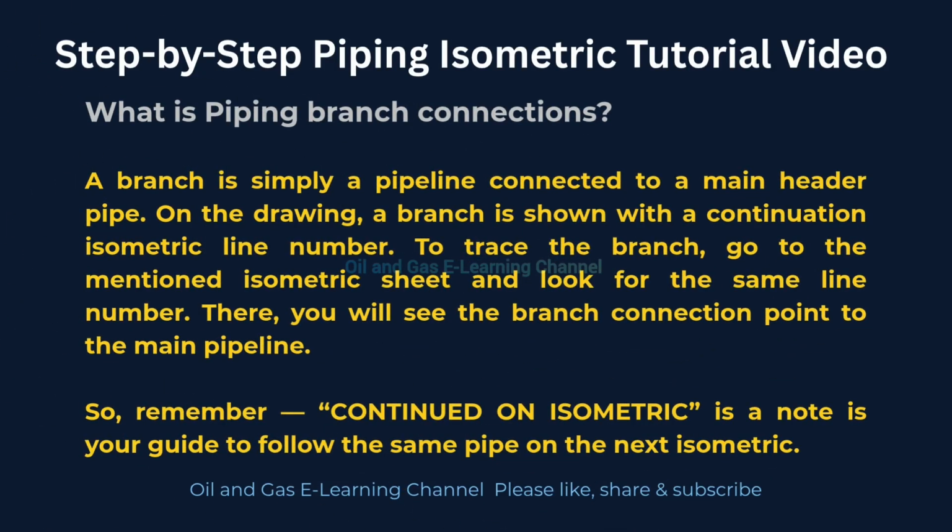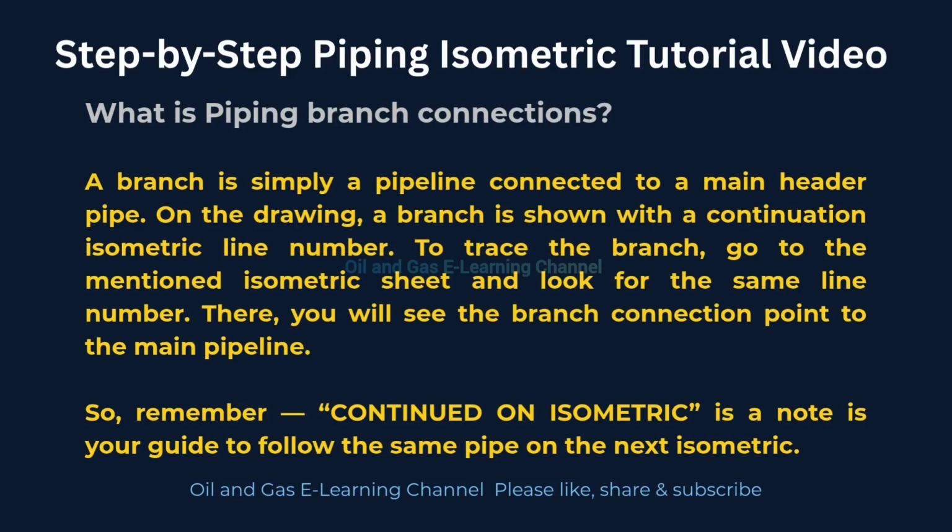Now, let's talk about branch connections. A branch is simply a pipeline connected to a main header pipe. On the drawing, a branch is shown with a continuation isometric line number. To trace the branch, go to the mentioned isometric sheet and look for the same line number. There, you will see the branch connection point to the main pipeline. So, remember, continued on isometric is a notice, your guide to follow the same pipe on the next isometric.